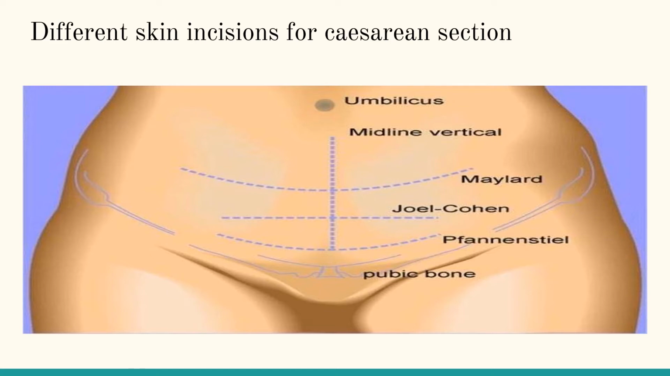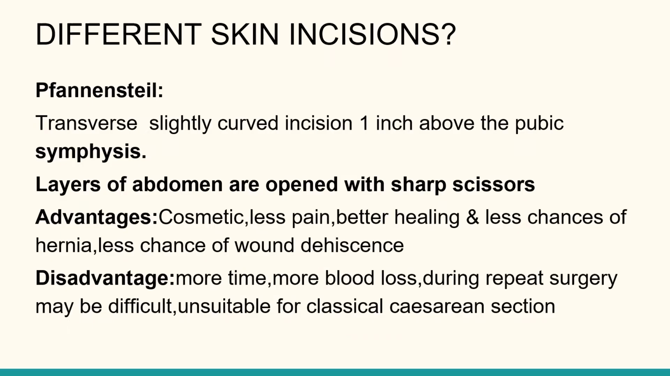What are the different skin incisions given for cesarean section? Most commonly, we give Pfannenstiel incision, that is the transverse incision suprapubically 1 inch above the symphysis pubis, or it could be a Joel Cohen incision, or midline vertical or paramedian incision can also be given. Now, what is Pfannenstiel incision?